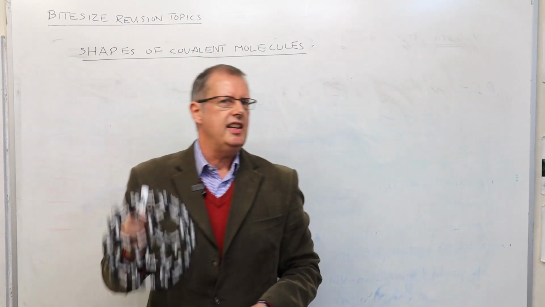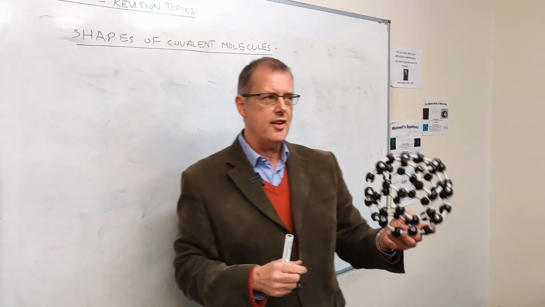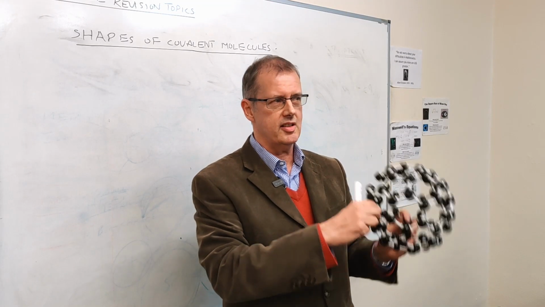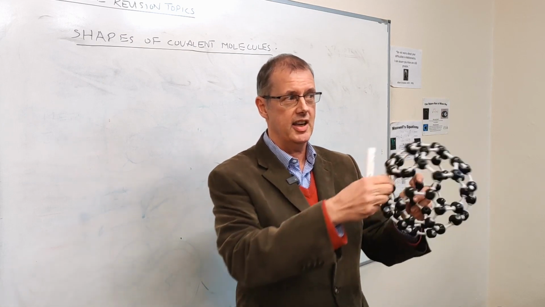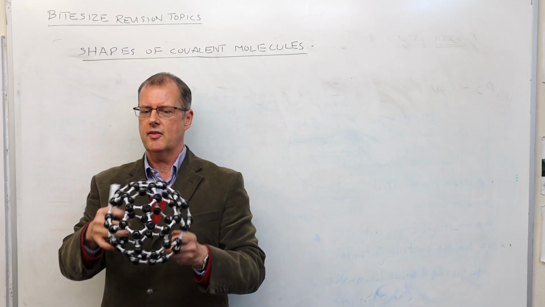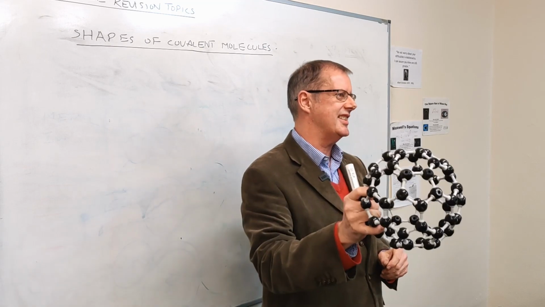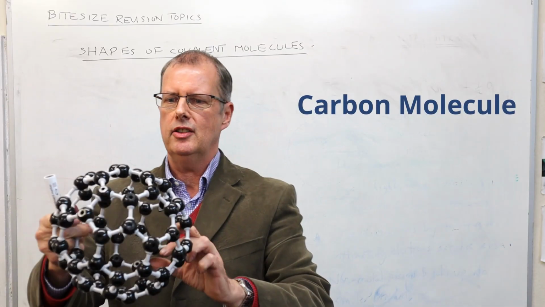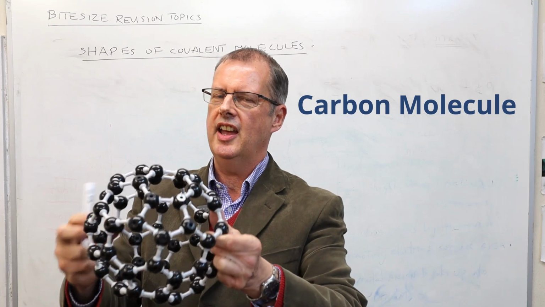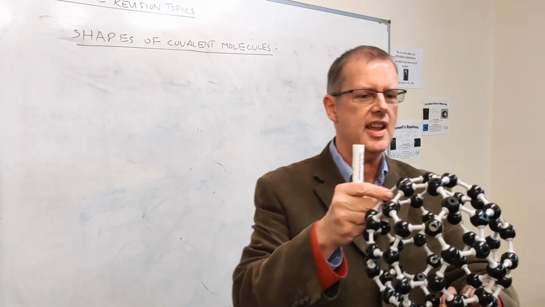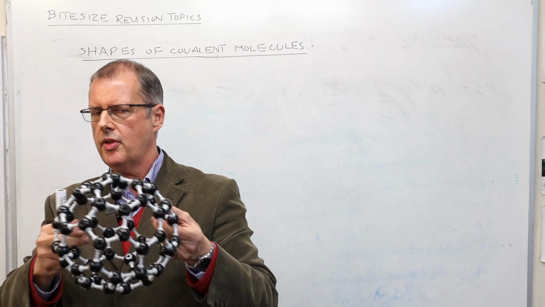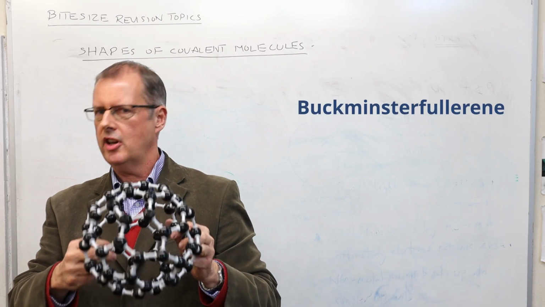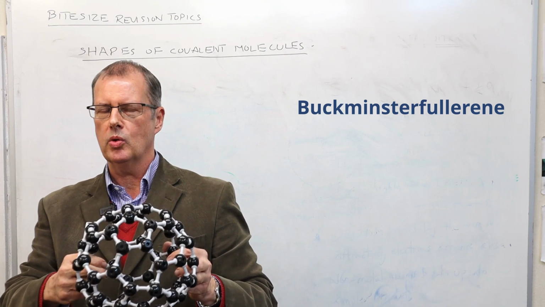Something very exciting was discovered in 1985, and what is amazing is that when I started teaching, this hadn't been discovered. This is a C60 carbon molecule. If you look at the arrangement closely, it should start to ring a bell. What does that remind you of? This is an authentic C60 molecule. It's known as Buckminster fullerene, or buckyballs for short.